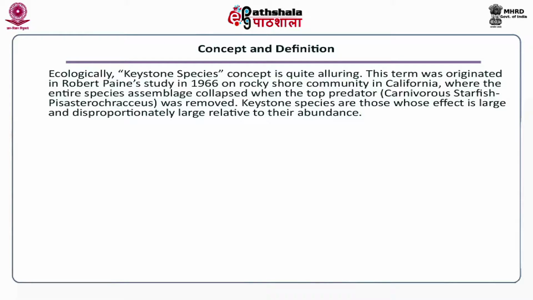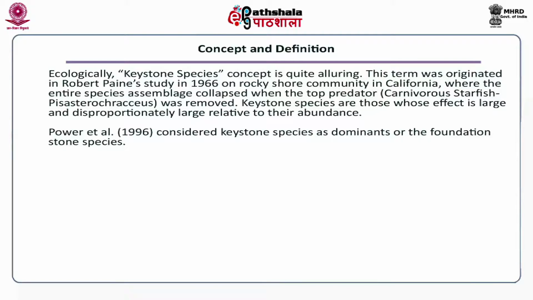Ecologically, the keystone species concept is quite alluring. This term was originated by Robert Paine, in his study conducted in 1966 on a rocky shore community in California, where the entire species assemblage collapsed when the top predator, a carnivorous starfish, also called the yellow starfish, was removed. Keystone species are those whose effect is disproportionately large relative to their abundance.